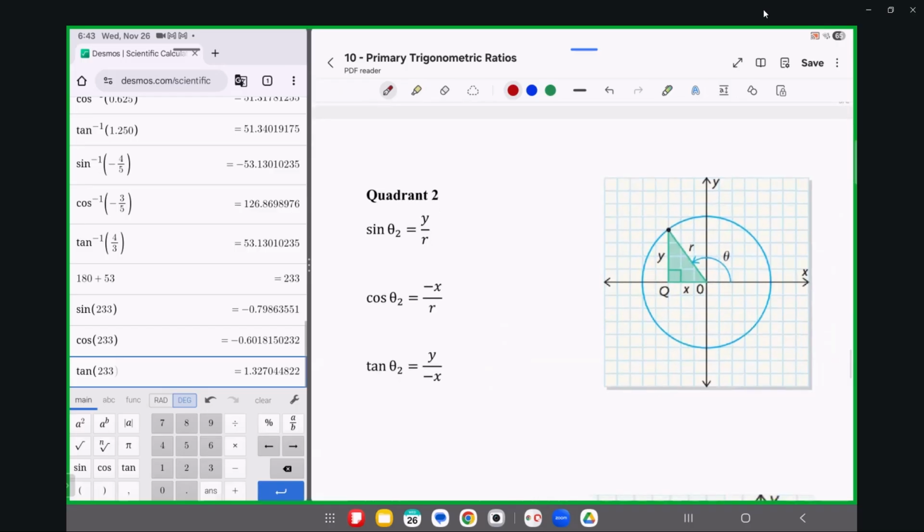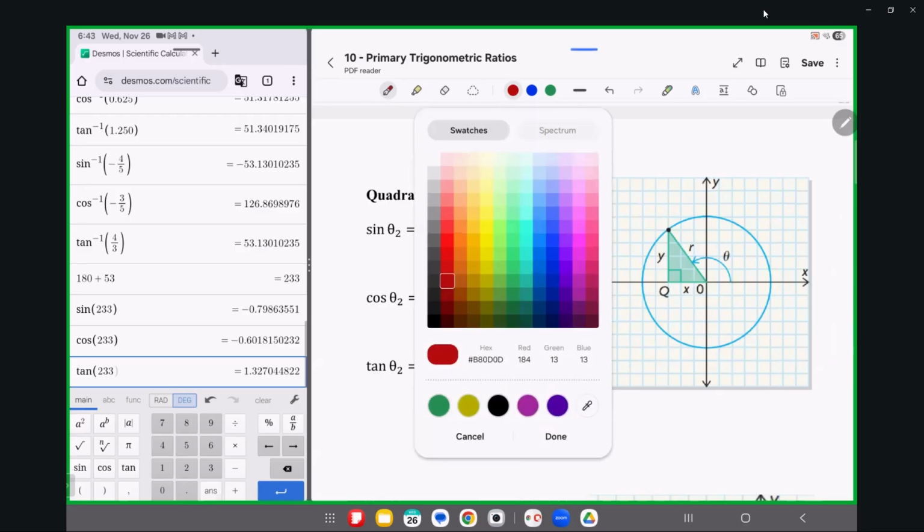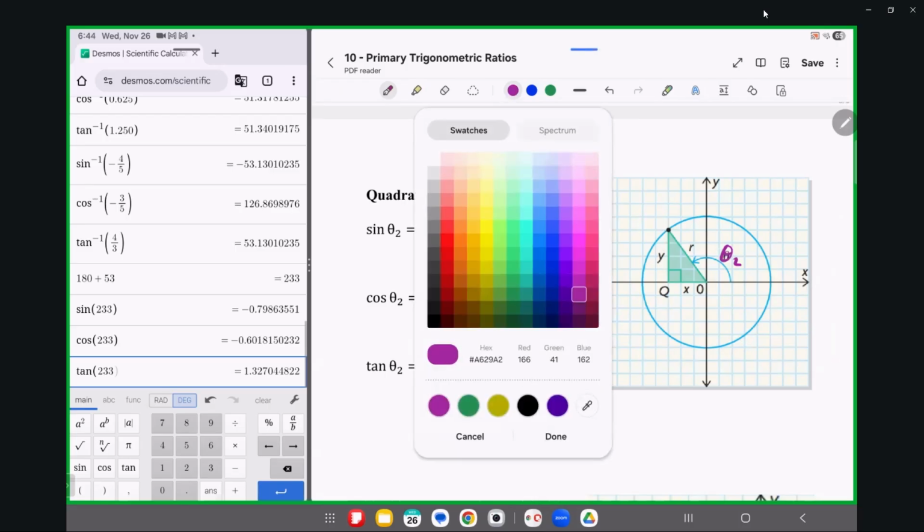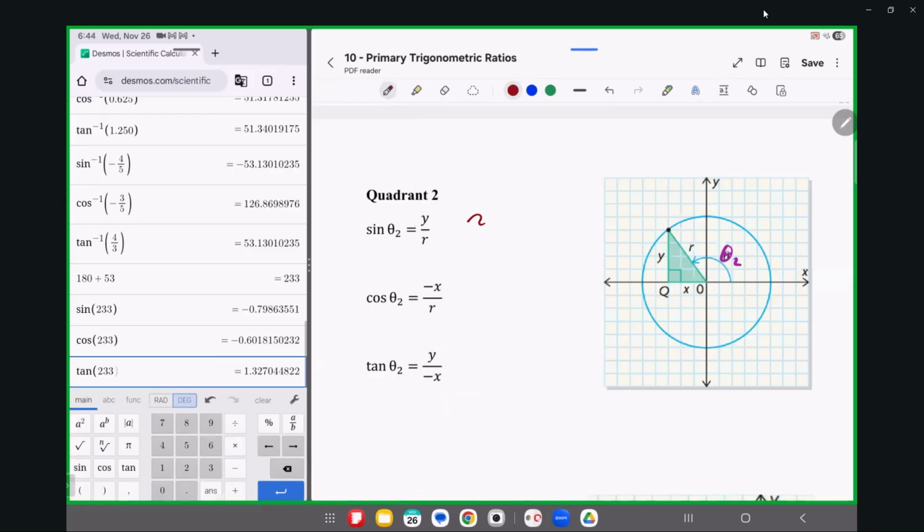What about quadrant 2? Well, in quadrant 2, sine of theta 2, because now we're talking about an angle in the second quadrant, is equal to y divided by r. So the height is still positive. So sine happens to be positive.